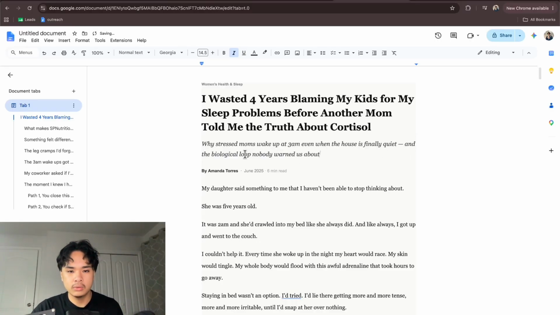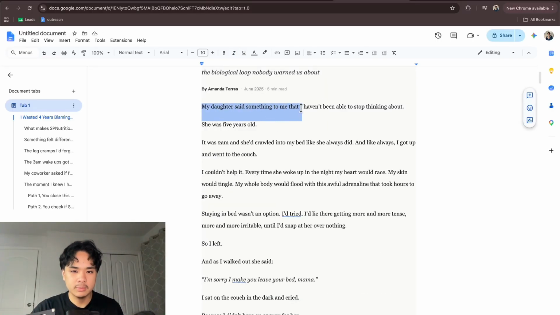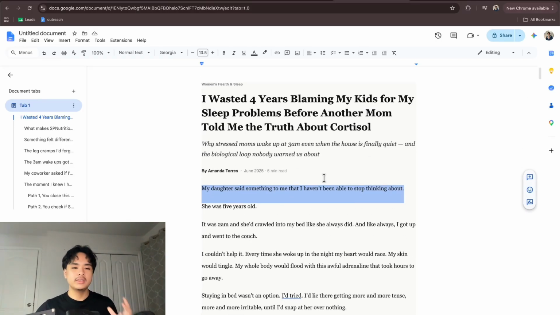And the biological loop, my daughter said something to me that I haven't been able to stop thinking about. So when you're writing these pages, this is the kind of opener that you want to have. It doesn't sound salesy and it stirs up emotion and it's interesting as well. So my daughter said something to me that I haven't been able to stop thinking about. Other moms will relate to this instantly.